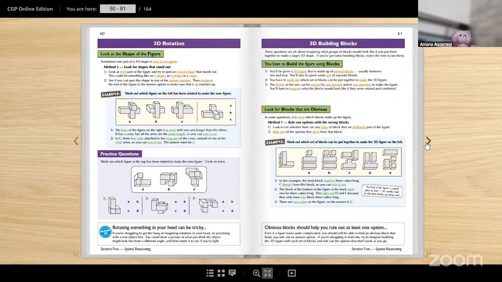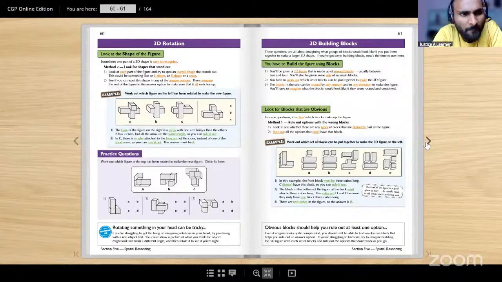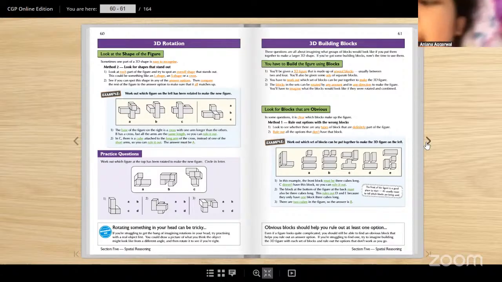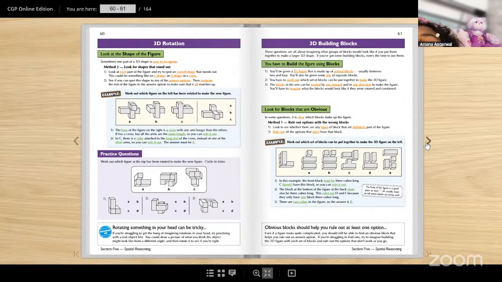The base of the figure on the right is a cross with one arm longer than the other. B has a cross, but all the arms are the same length, so you can rule it out. In C, there is a cube attached to the long arm of the cross instead of one of the short arms, so you can rule it out. The answer must be A.